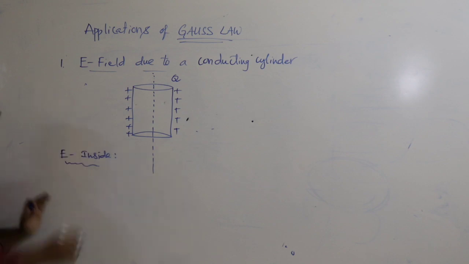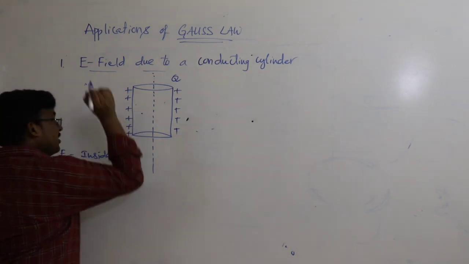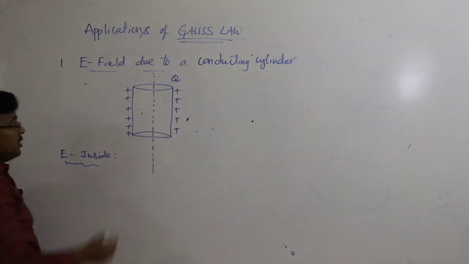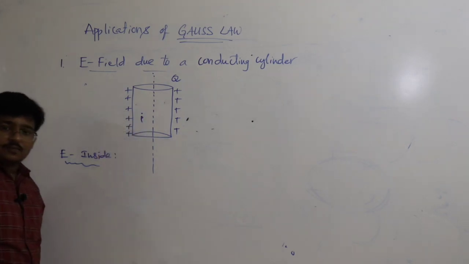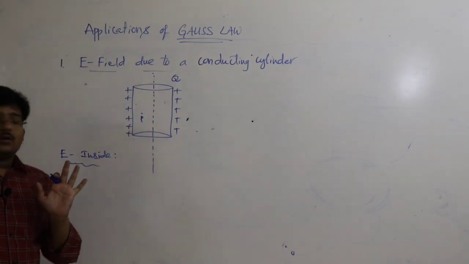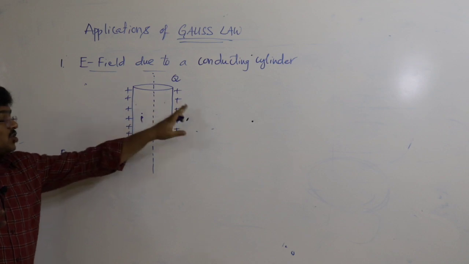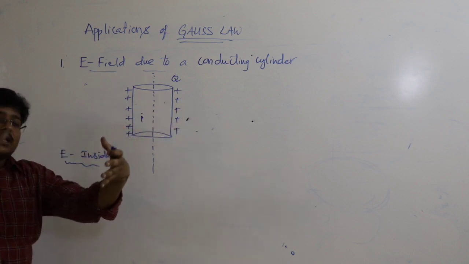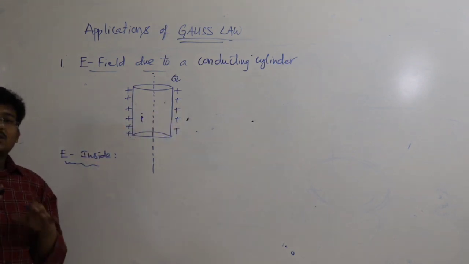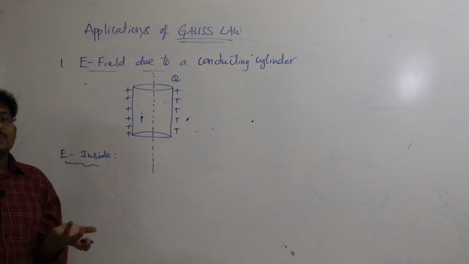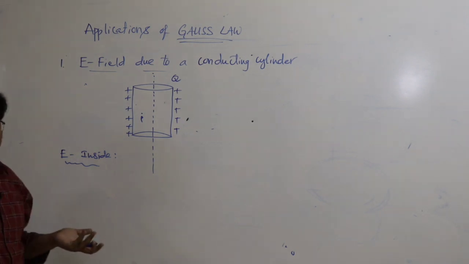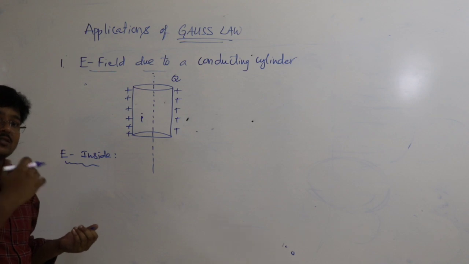Electric field inside, I want. For example, at this point P, I want the field. Again, see, the charges are on the cylinder, there is no charge inside. When there is no charge, how can the field be produced? So the field will be 0. That I will explain with Gauss law.